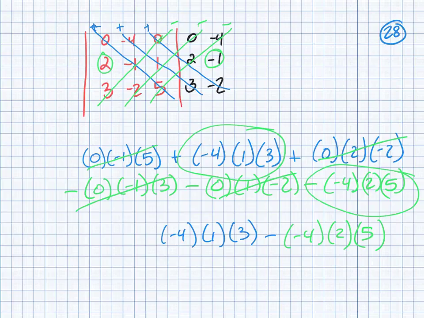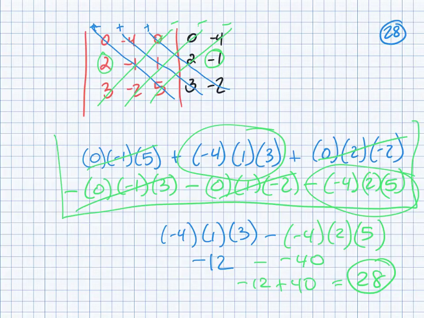Negative 12, and then minus, and this is going to be negative 40. So it's negative 12 plus 40, which guess what, is 28, which is what we were looking for. But your calculator will do all that work. You just need to show me this in order to get credit.